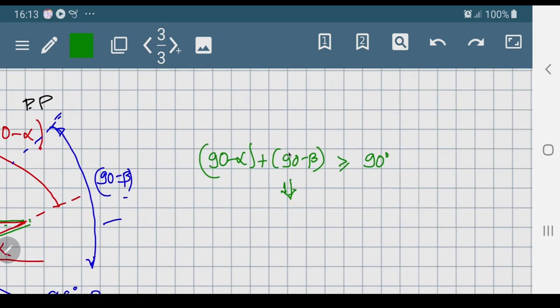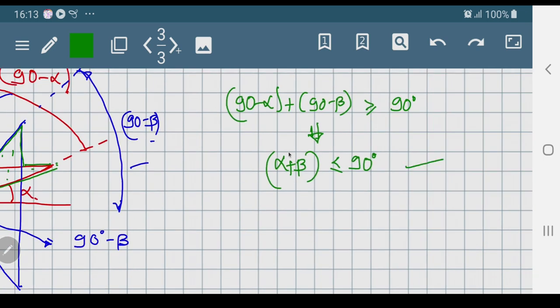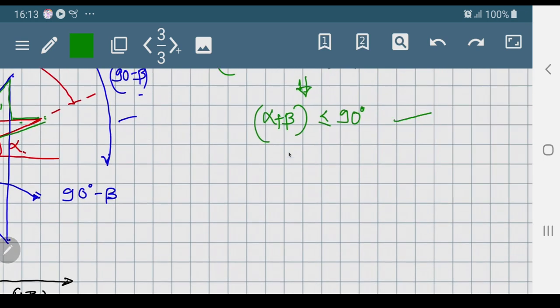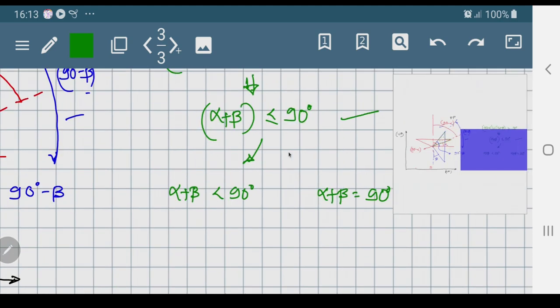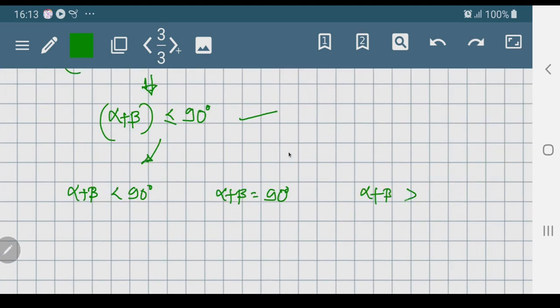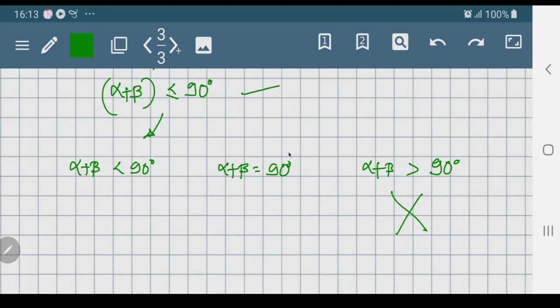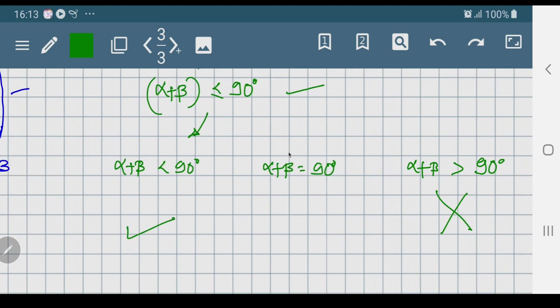We can show that this condition is equivalent to alpha plus beta being less than or equal to 90 degrees. If this condition is satisfied, then the cones do intersect. Let me split it into three situations. In one case alpha plus beta is strictly less than 90 degrees. In another case alpha plus beta is equal to 90 degrees. In the other case alpha plus beta is greater than 90 degrees. Here the cone intersection is not possible, so we will not have a feasible solution. Here the feasible solution is possible. So this is the margin between those two.